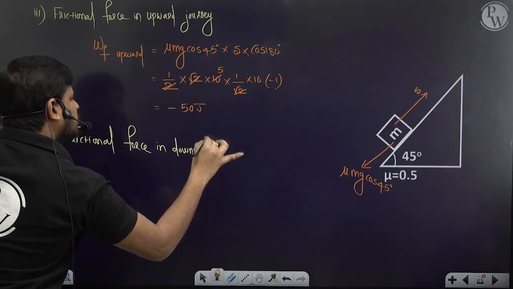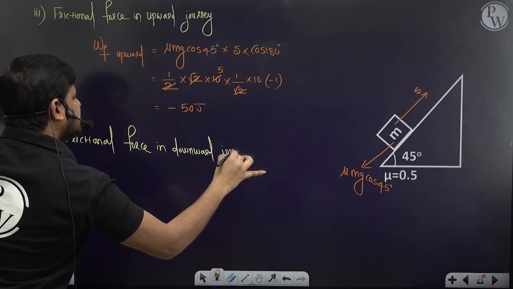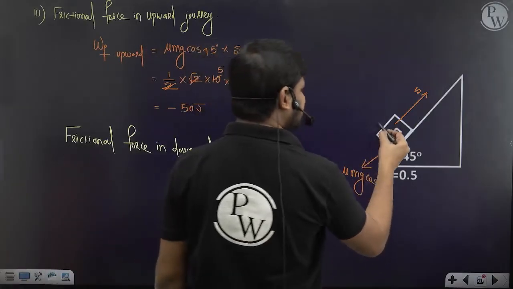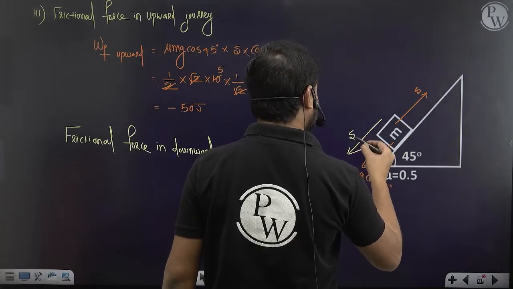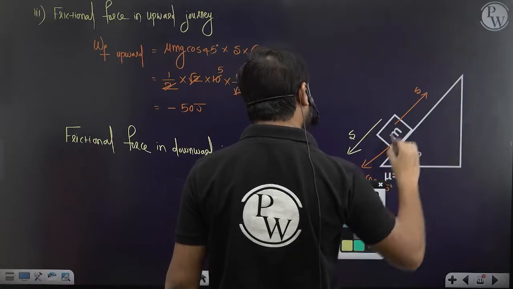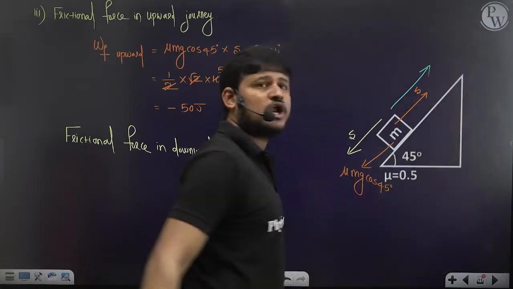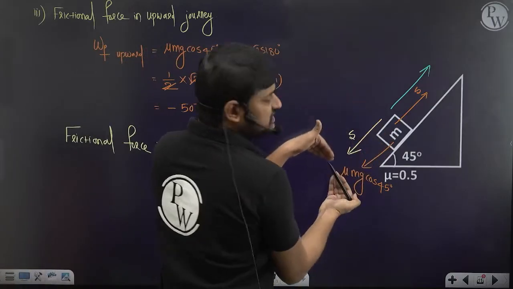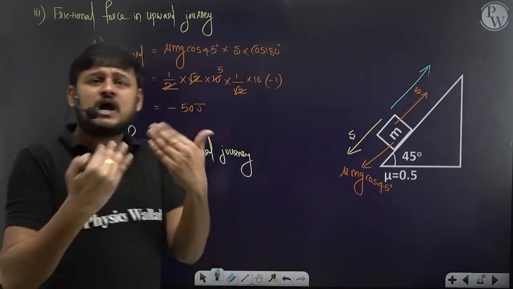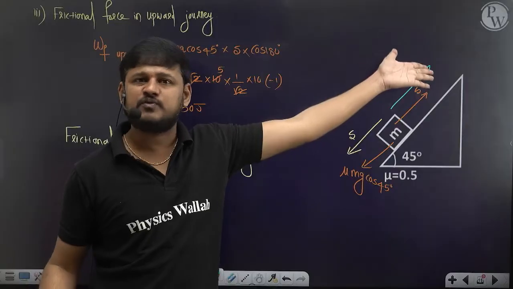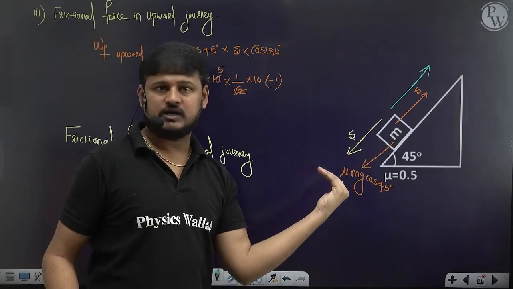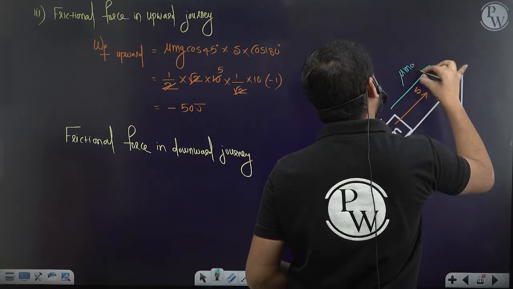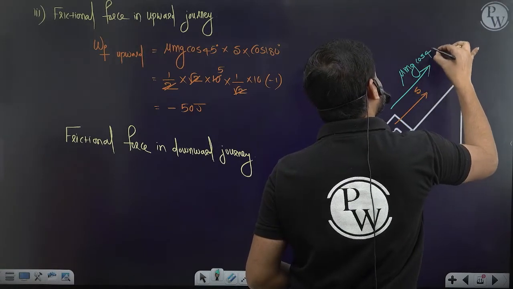In the downward journey, understand carefully here, guys. If the object is displacing downward, the friction will act upward. The friction always opposes the relative motion. If the displacement is downward, the friction will be upward. If the displacement is upward, the friction will be downward. So here the friction, mu mg cos 45, will act in this direction.